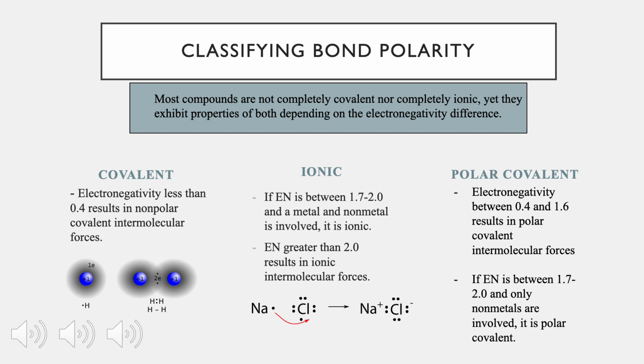It then gets a little bit more tricky between 1.7 and 2.0. If the electronegativity difference is between 1.7 and 2.0 and only nonmetals are involved, it will be polar covalent. But if it's between 1.7 and 2.0 and a metal and a nonmetal are involved, then it is ionic.